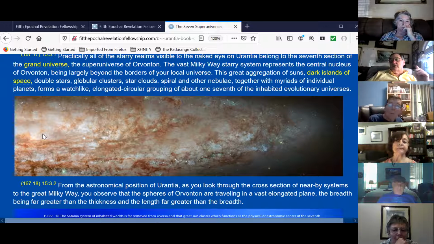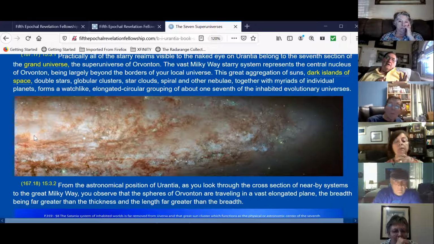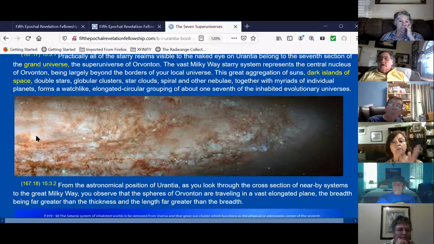Because we know it's in the center of the Milky Way galaxy, and we know it's in the center of the seventh superuniverse. So if you want to look at Uversa, that's where you'd look. Now, if you wanted to look to Paradise, where would you look? You look to Uversa, because Paradise would be on the other side of Uversa, directly opposite of it.